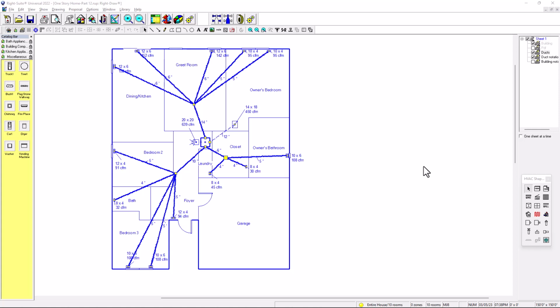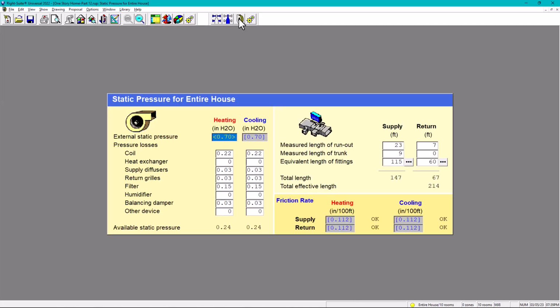Okay, so let's get into it. In the previous video, we were talking about the velocities in order to comply with the International Mechanical Code, actually with the ACCA standards. But now for the friction, we're going to check this part right here on this icon. This icon is the blower, and in the blower, we're going to be able to see this part.